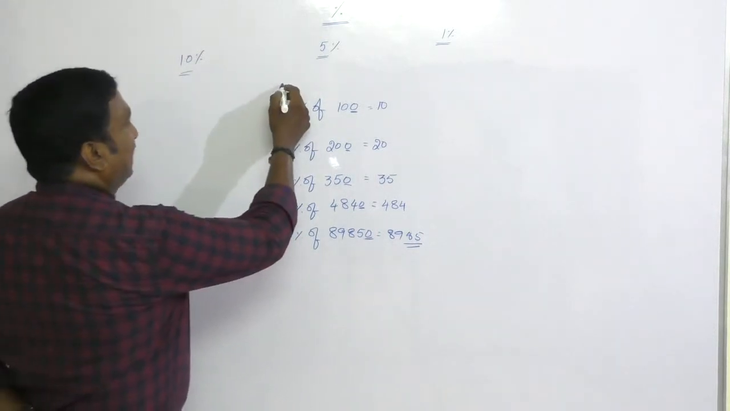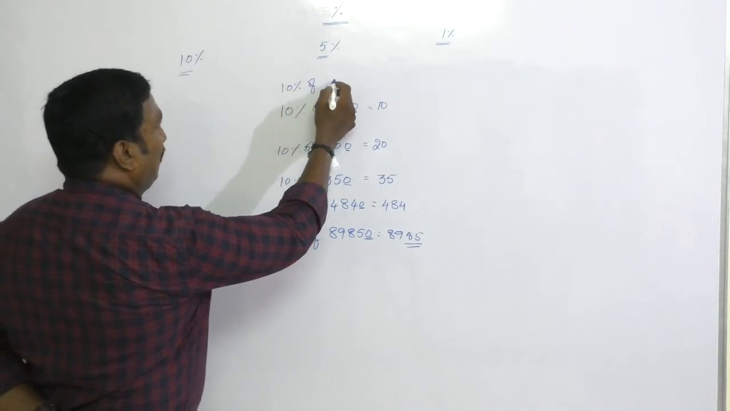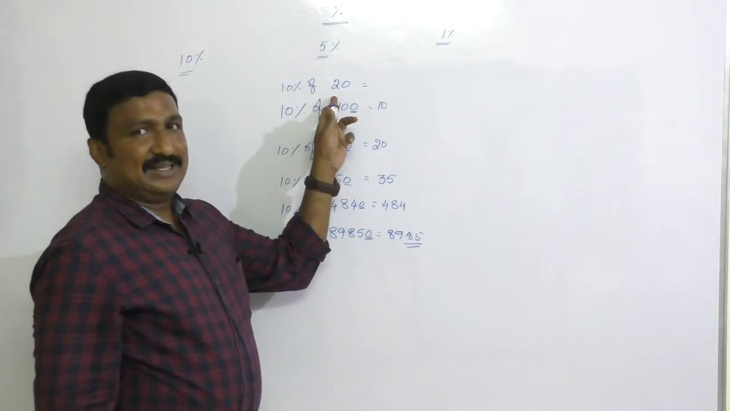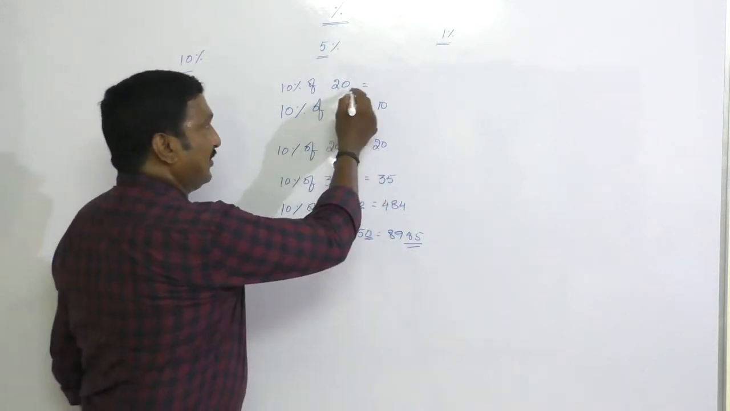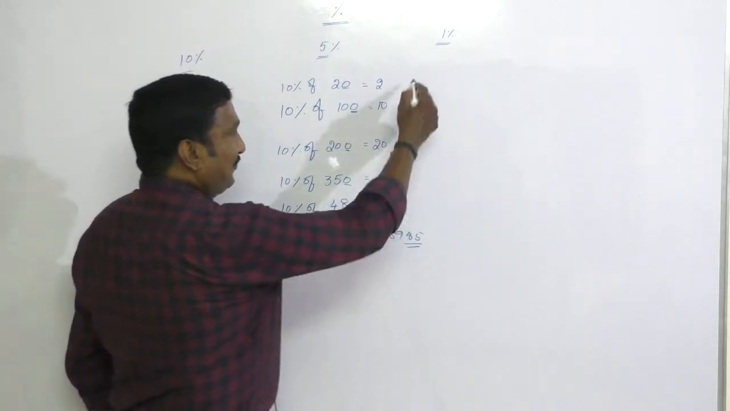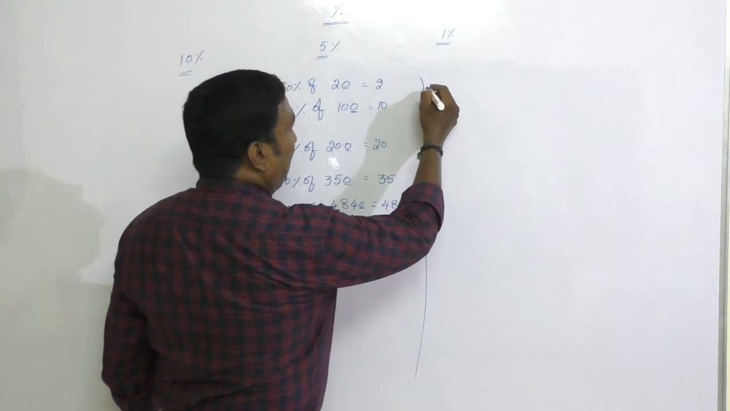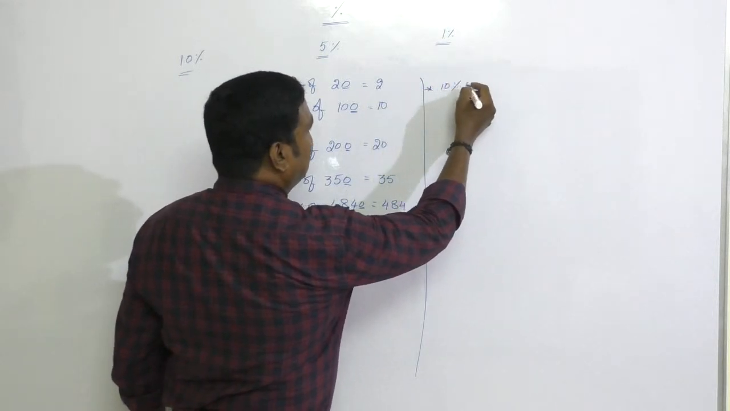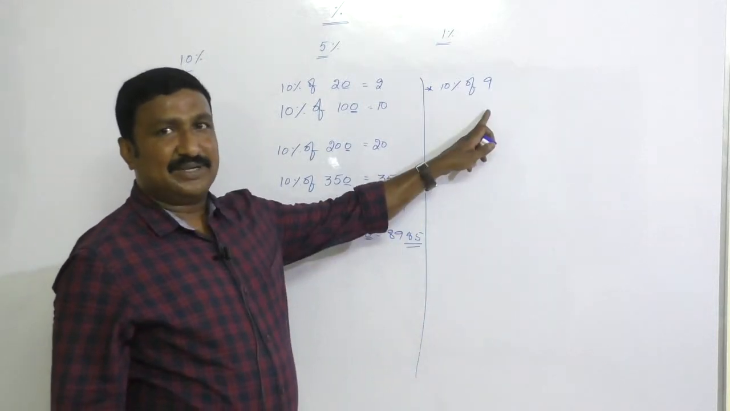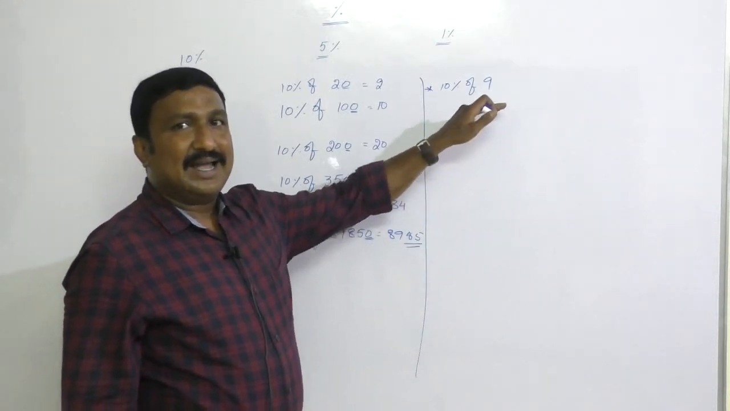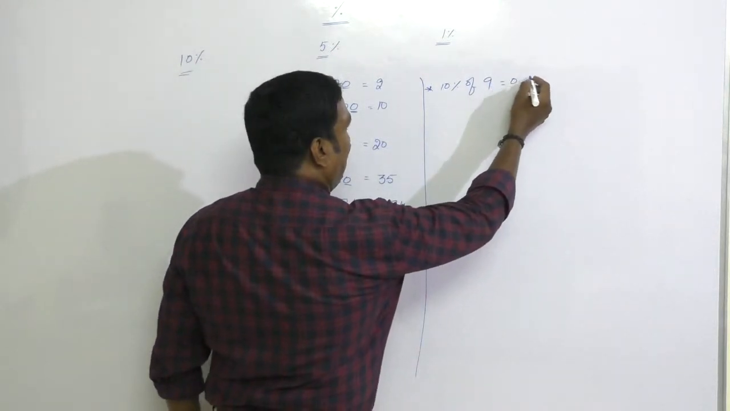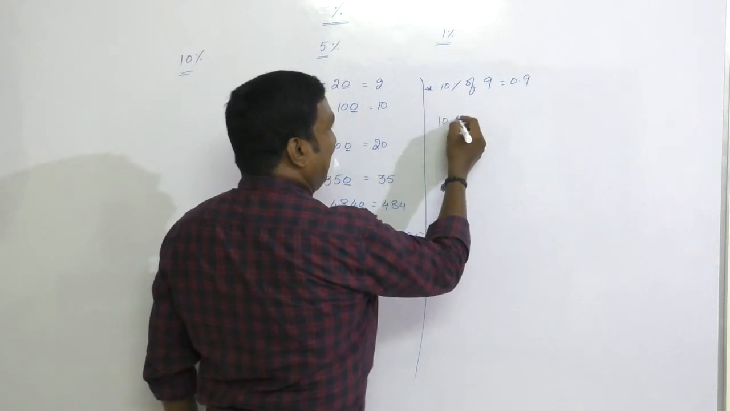If I want to calculate 10% of 20, there are two places, so eliminate the last place, and the answer is 2. Understood friends? Similarly, if I take 10% of 9, there is only a single digit, so after one place you have to put the decimal, and the answer is 0.9.